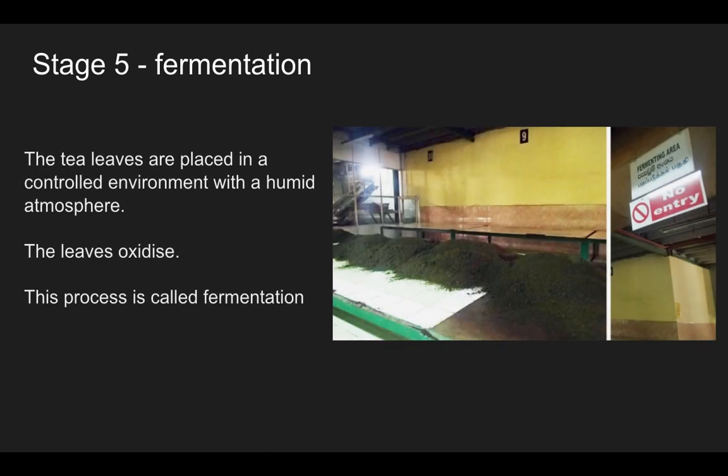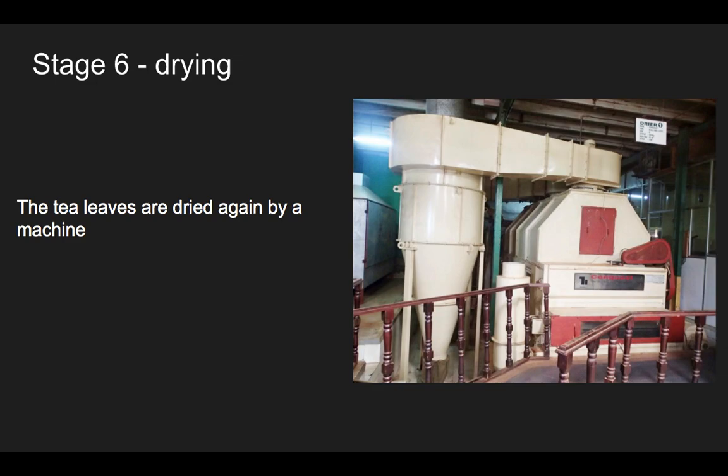Stage 5 is the fermentation stage. What happens here? Well, tea leaves are placed in a controlled environment with a humid atmosphere. The leaves oxidize. This process is called fermentation. After the fermentation stage, the tea is dried. The leaves are dried again by machine.